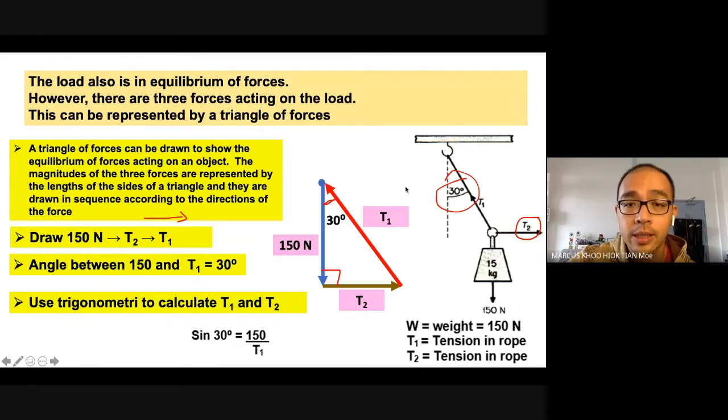Oh, this is wrong. It shouldn't be sine 30, it should be cos 30. Cos 30 is 147.15. What was it just now, Melanie? 147.15, correct?